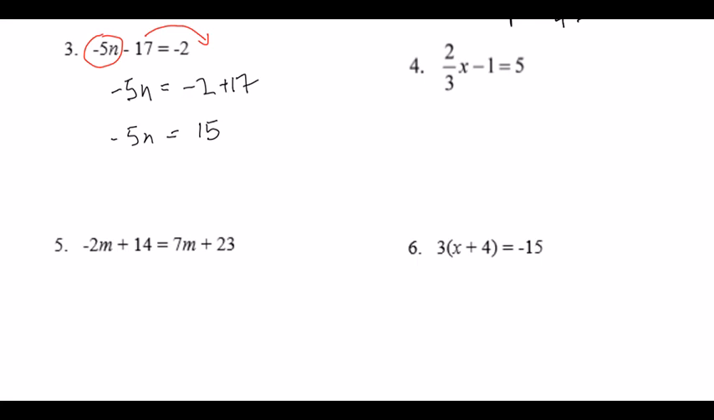Now, since we have a negative 5 sitting in front of the n, we're going to divide both sides by negative 5. And we end up with n is equal to negative 3 as our final answer.